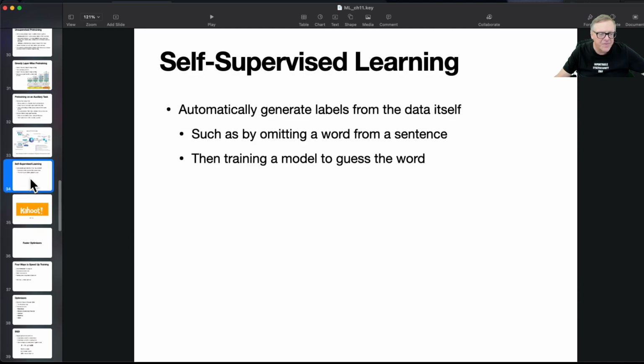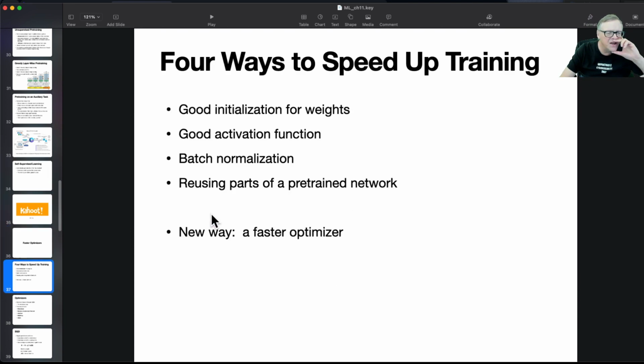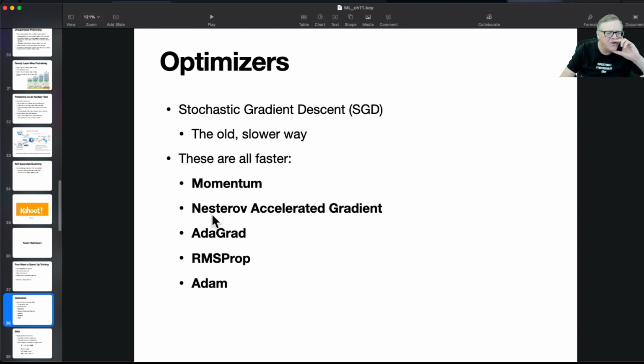All right. And there's self-supervised learning here. All right, so I don't think I'll bother with Kahoot because I didn't really copy everything. And I don't think it matters that much about these ways to speed up the gradient descent, but there are some modifications of it that go faster. But I think that's all I wanted to put in this course. I'm going to stop this recording.